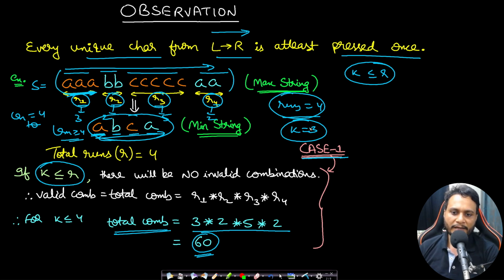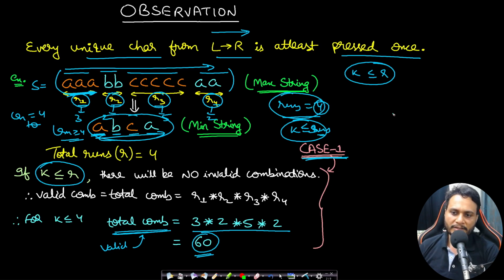So if the k value happens to be less than or equal to the number of runs, in this case 4, then the valid combination count will be equal to the total combinations, because there are no invalid combinations.